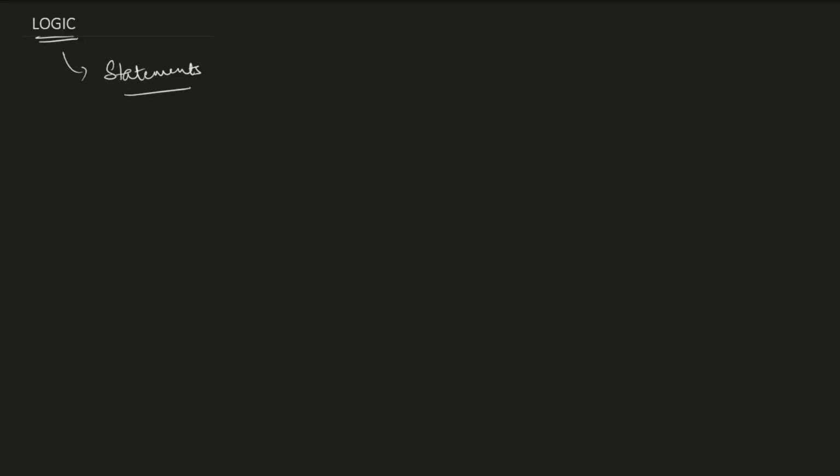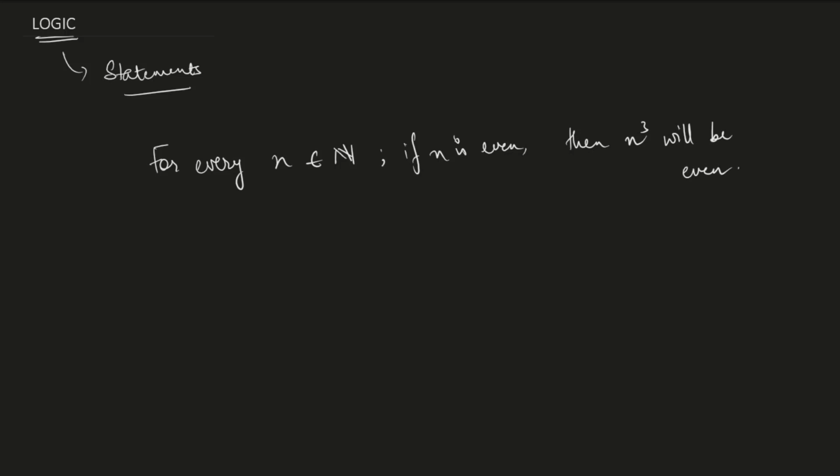Now, what do I mean by a mathematical proposition? If I say that for every n belonging to natural numbers, if n is even, then n cubed will be even. Now, this is a mathematical proposition because I'm proposing this as a mathematical statement. Each of these statements will have a true or a false value.